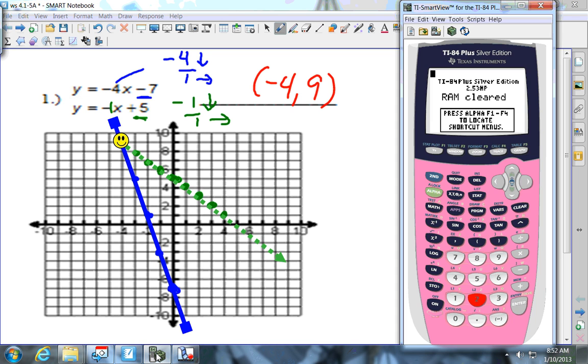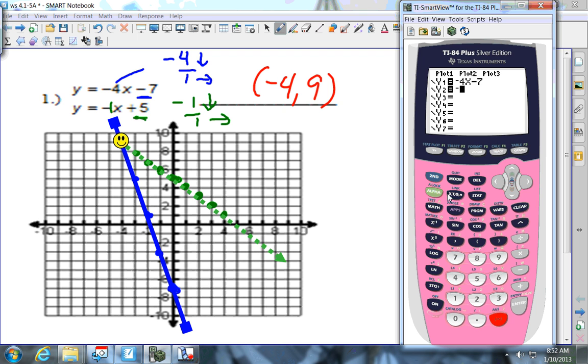So you're going to grab your calculator and go to y equals. And let's put in there the first equation, -4x - 7. Second equation, -x + 5. Let's press graph first and see if we graphed it correctly. It sure looks like it.